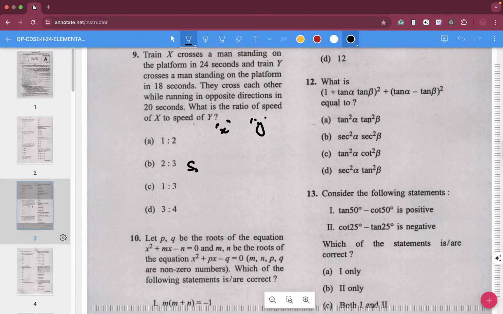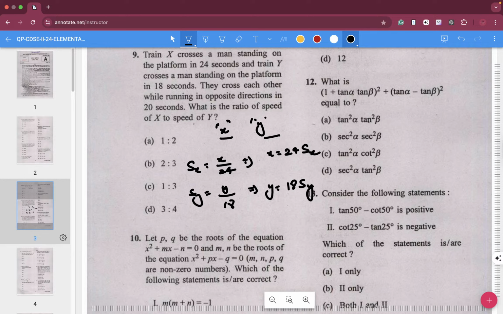So can we say speed of X is equal to distance by time, and the speed of Y is equal to distance by time. X and Y are the lengths of the trains, train X and train Y. So from here we get X is equal to 24 into Sx, and Y is equal to 18 into speed of Y.